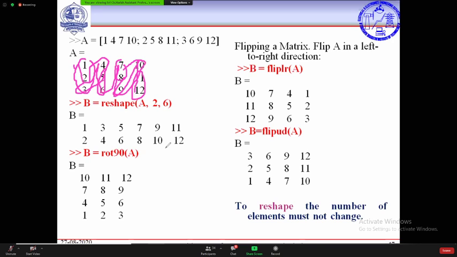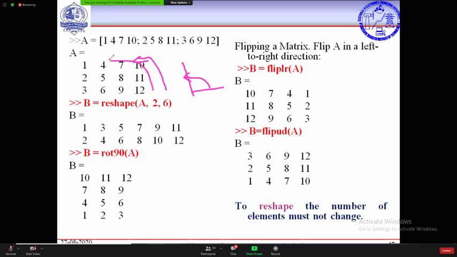Now you want to rotate by 90 degrees. When it is rotating, it rotates in the anti-clockwise direction. Rotate the matrix by 90 degrees, anti-clockwise. So 10, 11, 12 will be like this. Similarly, 7, 8, 9 will rotate like this. It is rotating in the anti-clockwise direction. Is it clear, my dear friends?